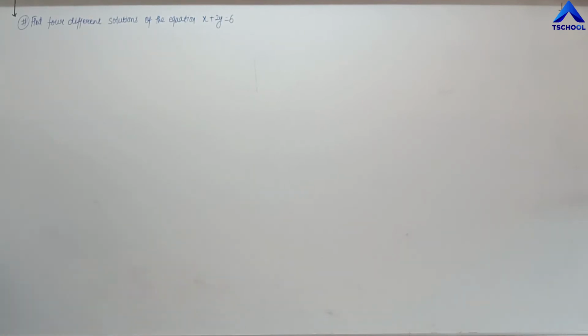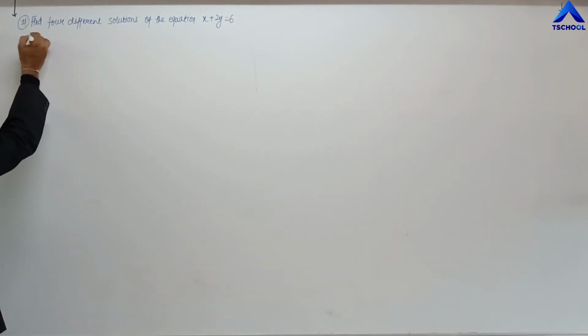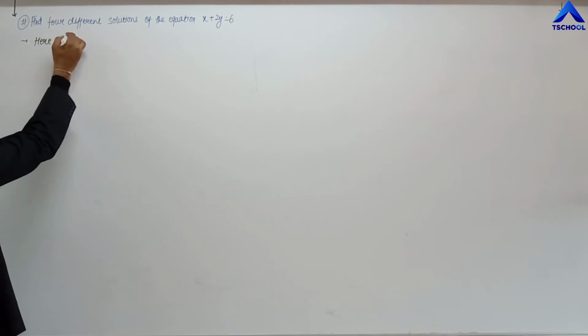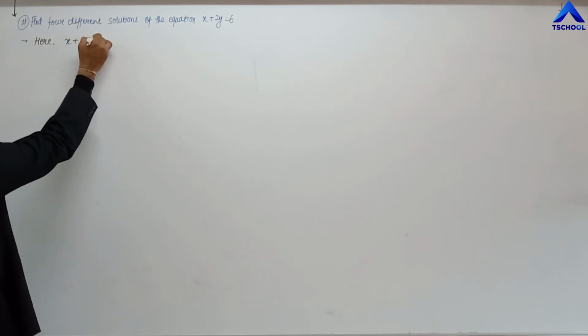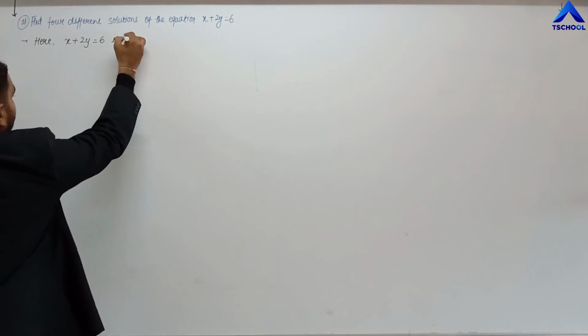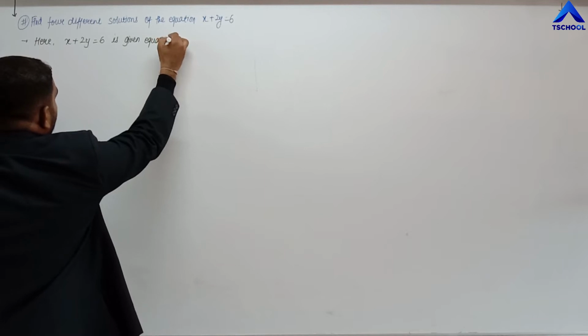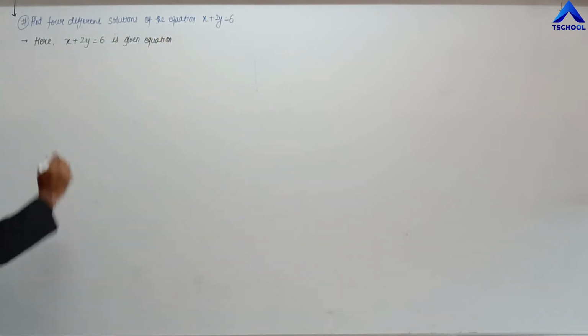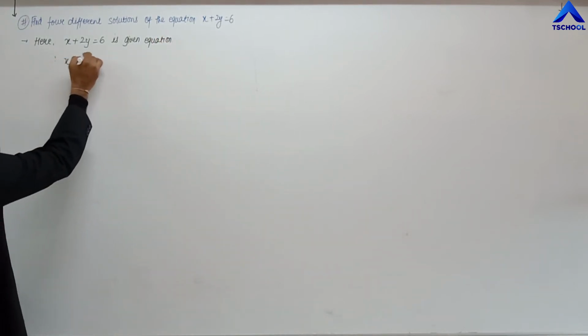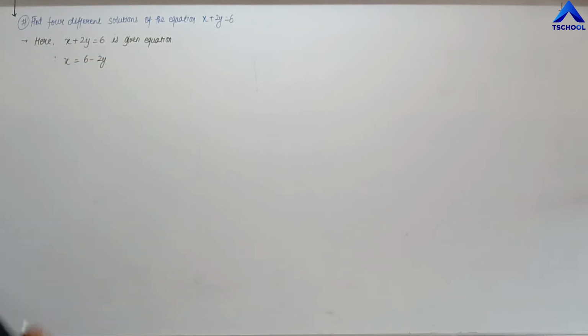So first of all, how to write down here: x plus 2y equals to 6 is the given equation. Therefore, I can write x equals to 6 minus 2y, right? The first method, we will make any one of the variables the subject. So here I have made x the subject and I have found the value of x in terms of y.